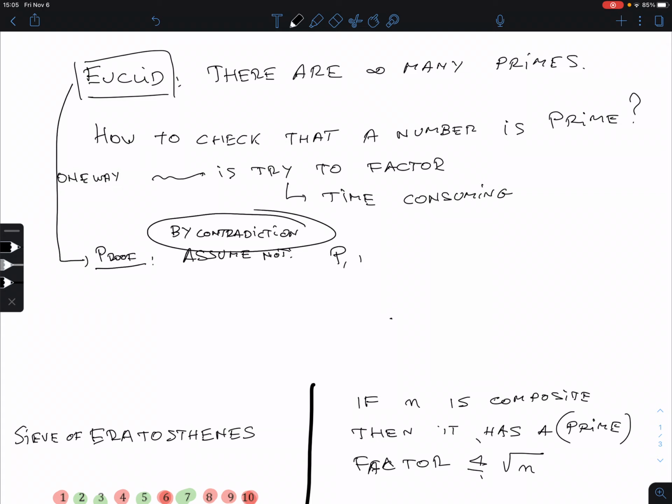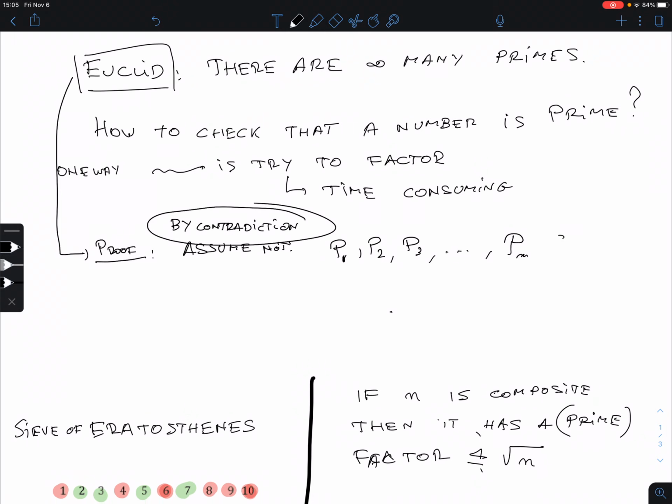That means P1, P2, I'm just going to enumerate all of them. I don't know how many, so I'm going to say Pm are all the primes. There are only finitely many, so I can list them: P1, P2, P3, up to Pm. There are m primes, say 7,300,422 primes, and that's them. And I list them all.